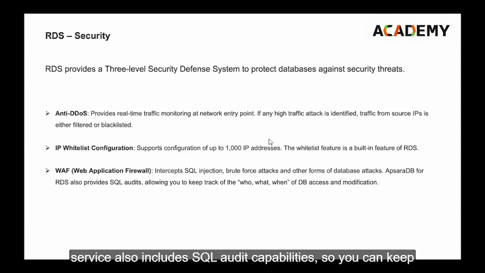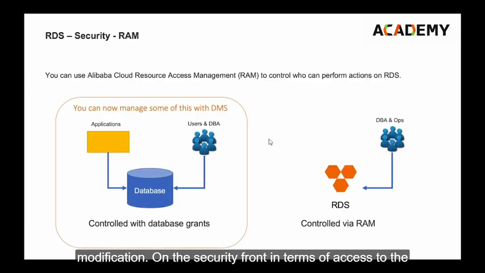The RDS service also includes SQL audit capabilities, so you can keep track of the who, what, and when of database access and modification. On the security front, in terms of access to the RDS service and ability to manage the RDS service, we use something called RAM, Resource Access Management. This is actually how permissions are managed across all Alibaba Cloud services.